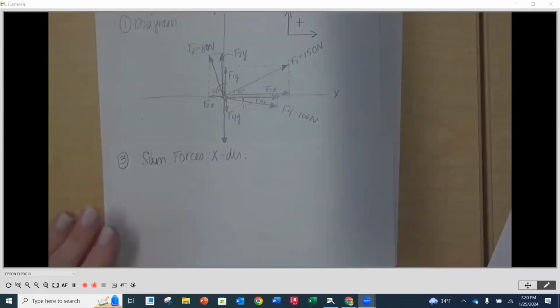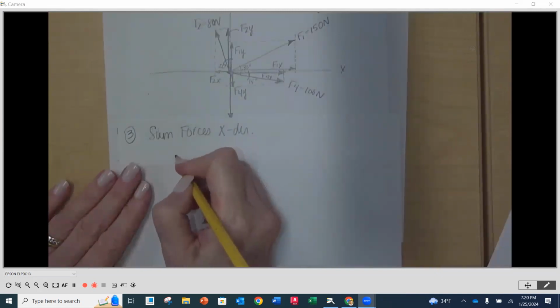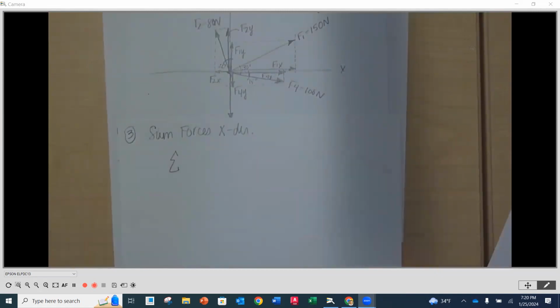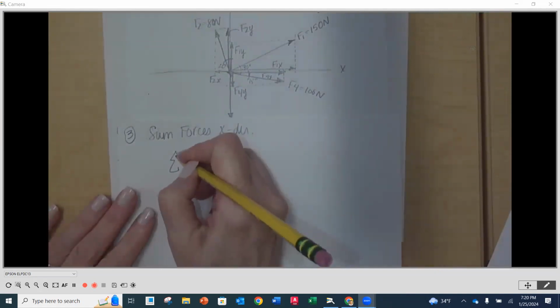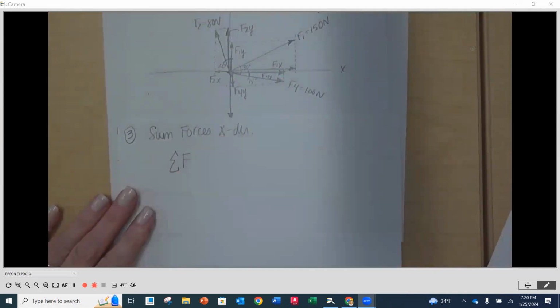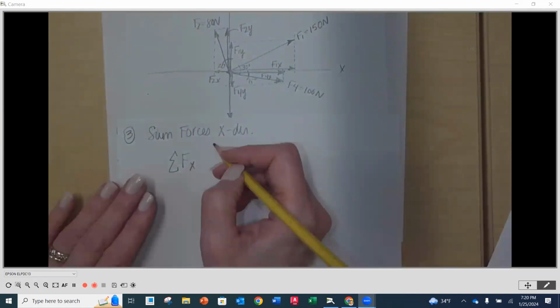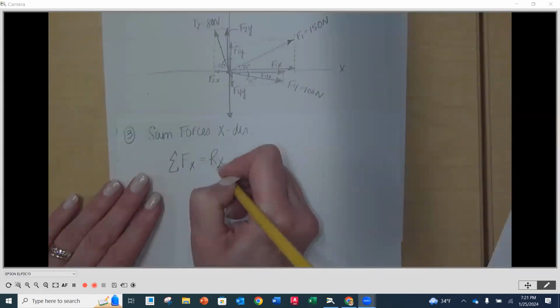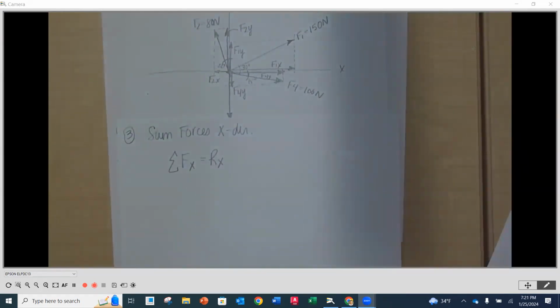The symbol that I'm going to use here is called the summation symbol. I think it's maybe capital sigma, from the Greek. Okay, thank you, James. The summation symbol, and we're going to sum our forces, capital F, in the X direction. And that is going to be equal to our resultant X component. So you need to write this out for me. It's kind of like telling me what you're going to do.